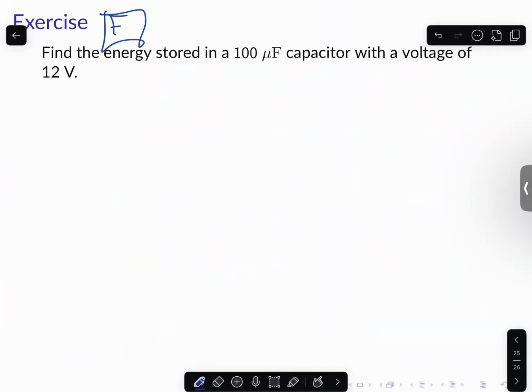Tell me, how much energy is stored if I've got 100 microfarads and 12 volts? These are terribly practical values of voltage and a filter capacitor. Hey, what's a micro? Remember what micro means? 10 to the minus 6. Micro, million.